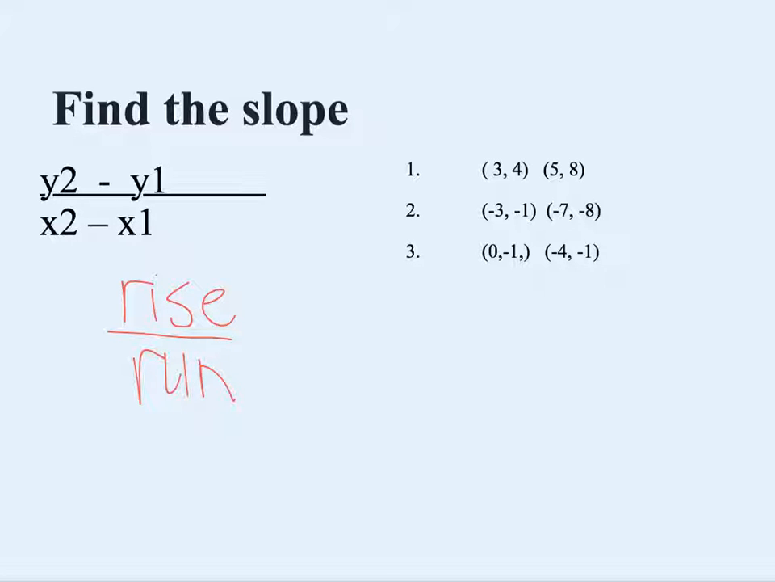So what we're going to do is start out by finding the slope of number 1 and number 2. So I labeled my first set of coordinates. I have x, y, and I'll give the first ones x1, y1, and I'll give the next ones x2, y2. We're going to go ahead and put it in the formula, and we get 8 minus 4 over 5 minus 3.